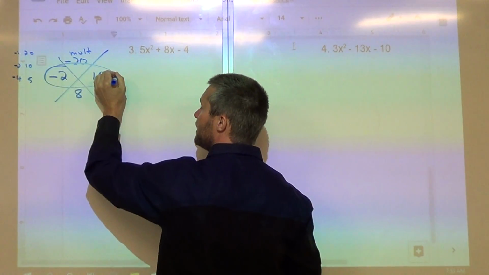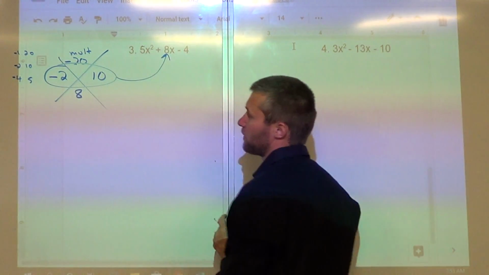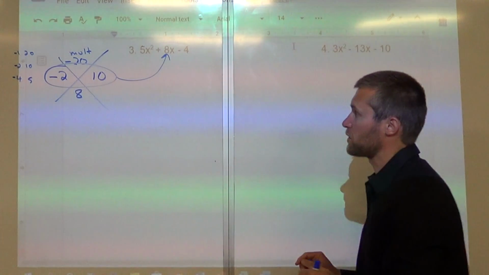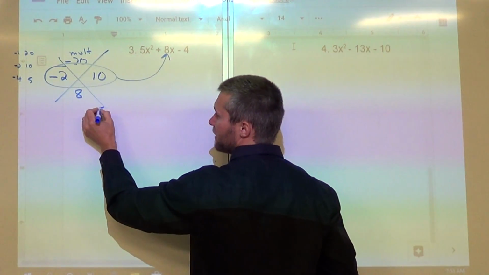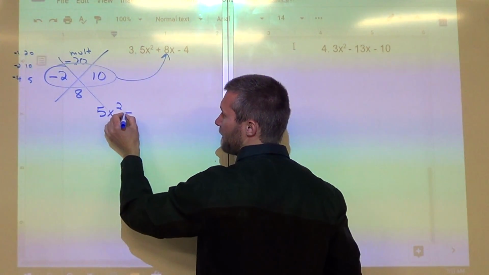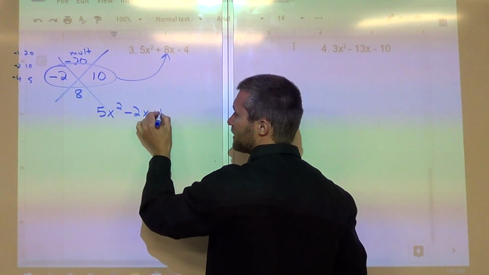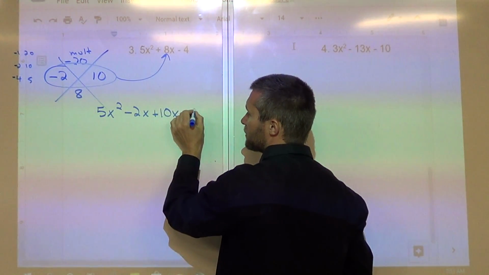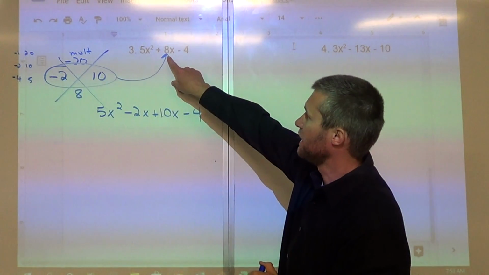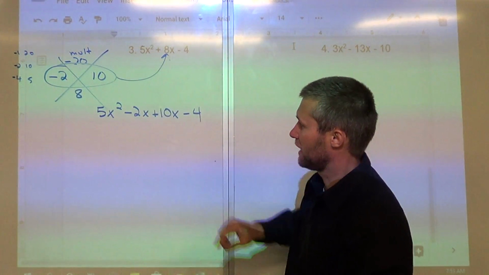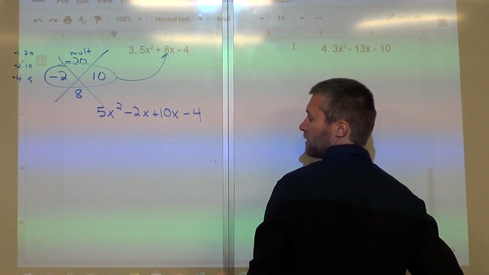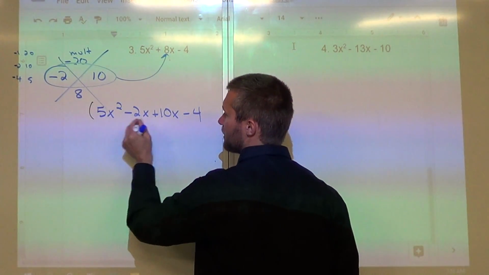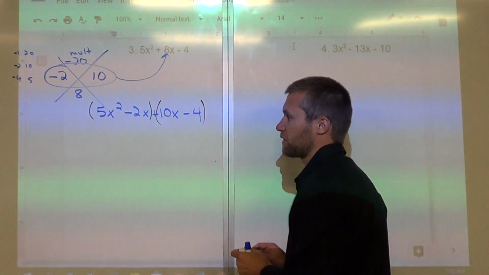So again, circle these, and they're going to go into the middle. It doesn't matter the order in which you put it. So I go 5x squared, rewrite the equation, minus 2x plus 10x minus 4. So we rewrote the equation. Instead of 8x, we plug in 2 and 10. Now we're going to group the first 2 together and the second 2 together.